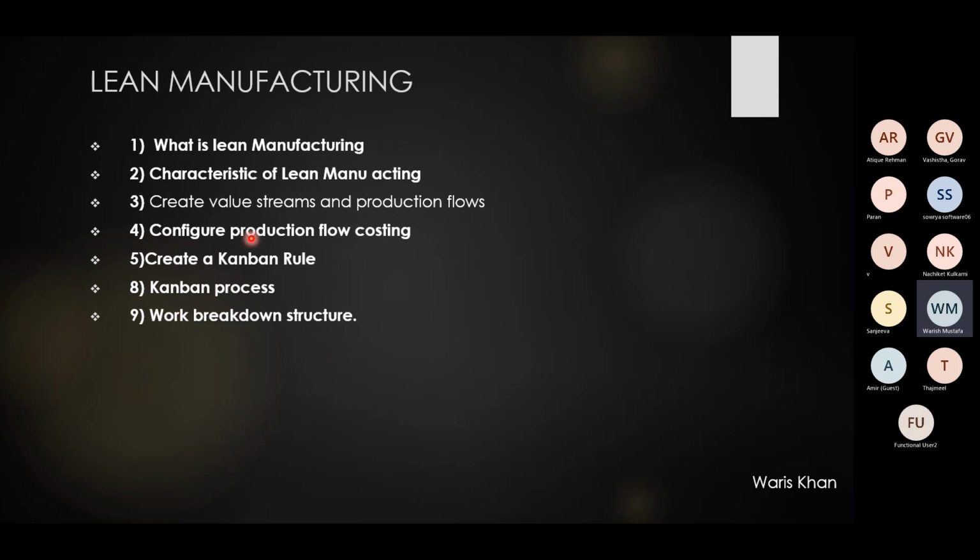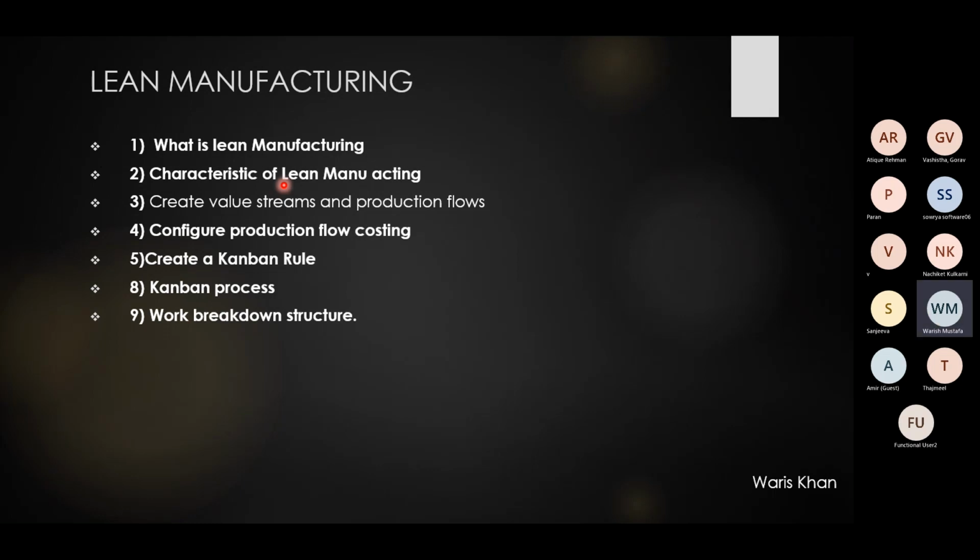So in lean manufacturing, we are going to use Kanban. Not from a production order, not from a process batch order, we are going to use the Kanban order. So what is the Kanban rule? How does Kanban provide the activity? Kanban has different activities which are covered by lean manufacturing. How are we going to create our Kanban rules? How are we going to create our work breakdown structure?